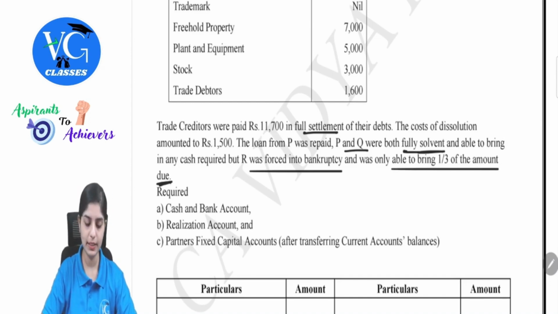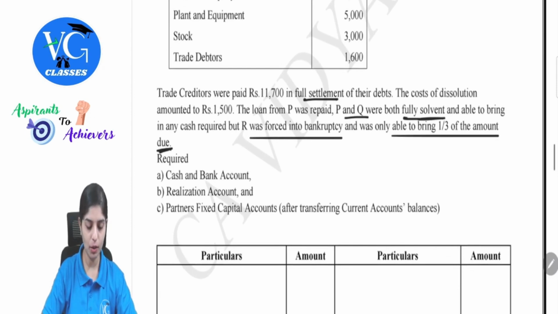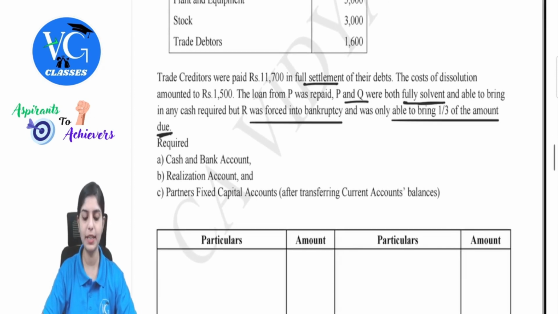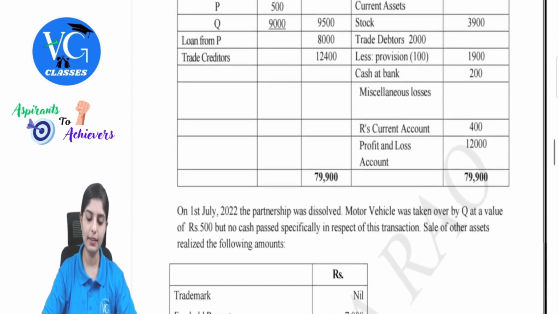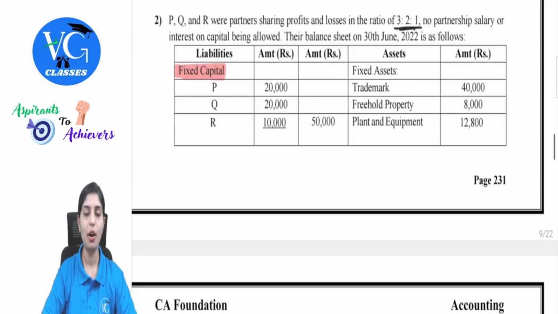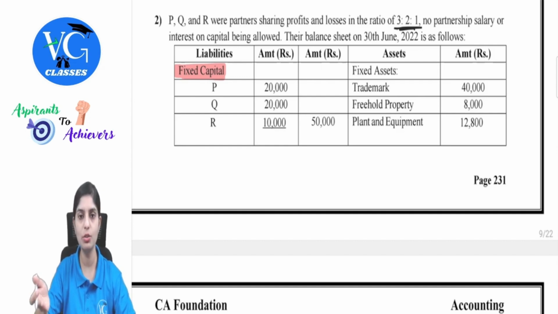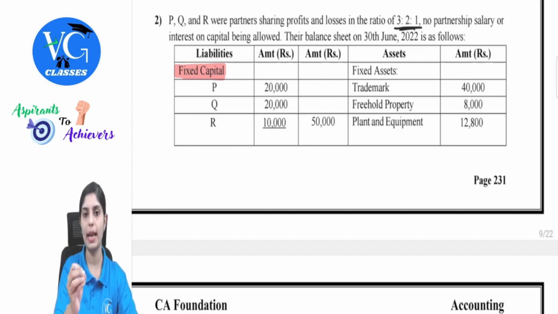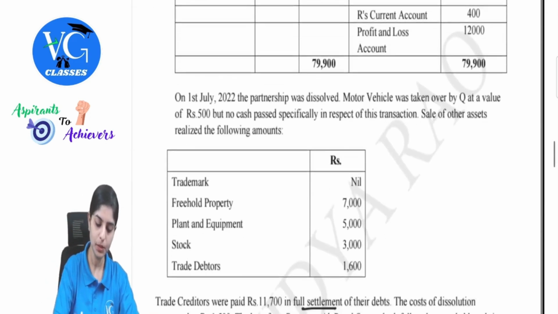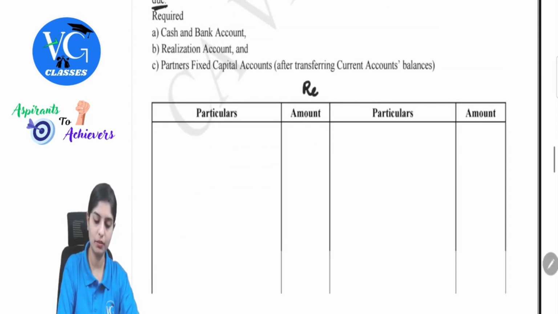So there is insolvency, required cash and bank account, realization account, and partners' fixed capital after transferring current account balances. See, whenever there are current account balances given to you, same as what we discussed in death of a partner, first make all the impacts which are supposed to be done in the current account. Anyway, the accounts are getting closed. So we will transfer the balances to the capital account and make all the entries in the capital account. We will do the same steps here. So they have asked us realization. First we will be presenting realization.